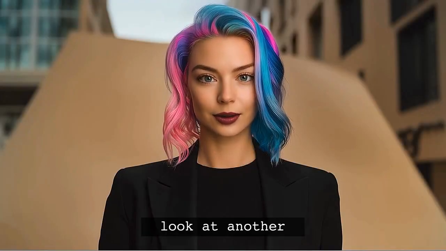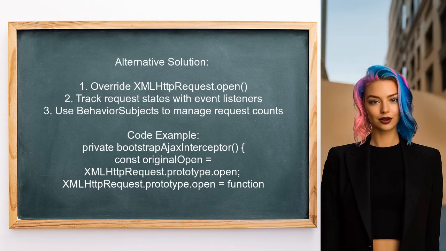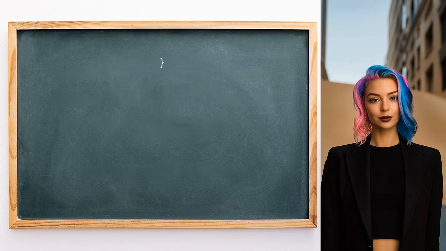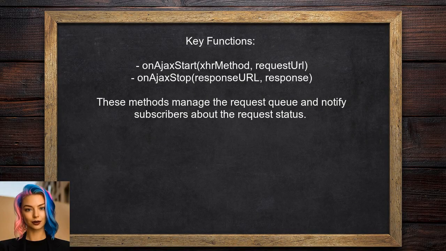Let's take a look at another one. An alternative approach to intercepting HTTP requests in Angular is to use a custom AJAX interceptor. This method involves overriding the XML request open method to track the start and stop of AJAX requests. The user also defines methods to handle the start and stop of requests, updating a request queue, and notifying subscribers about the current state of AJAX requests.